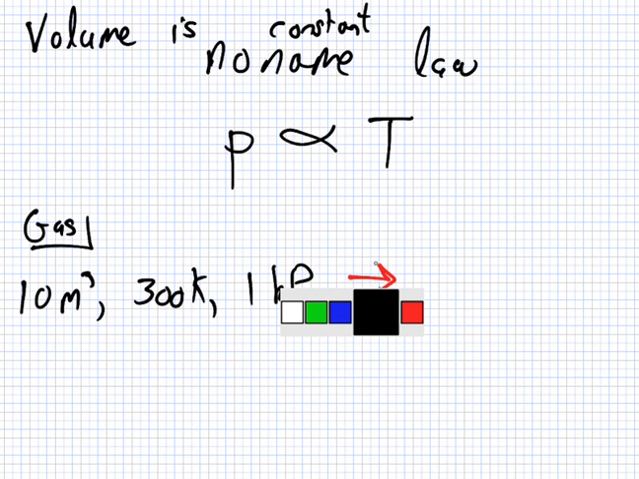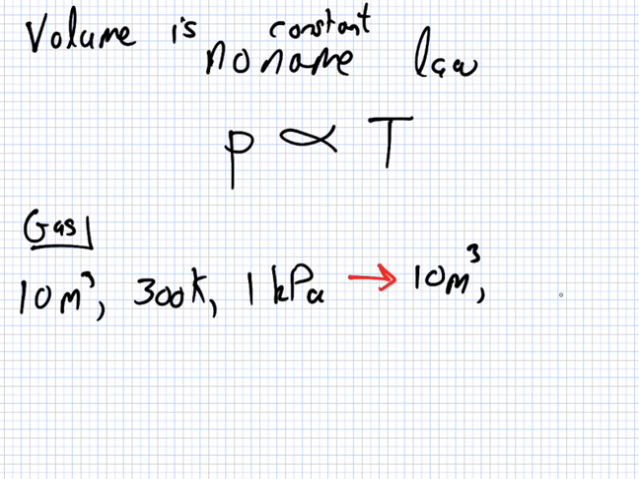Right, so then this here becomes, we keep the volume the same. The pressure, we increase it to, let's say, 2 kilopascal. So then what will the temperature be here? It will be 600 Kelvin.